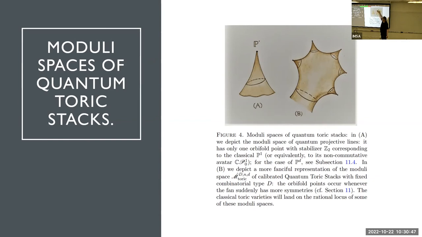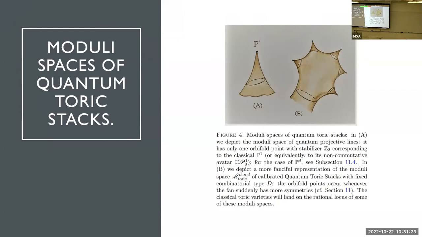Of course, some of these things have more symmetries than others, but they are really combinatorial symmetries, not continuous symmetries. If you think of the polytope, they are symmetries of the polytope that give you the orbifold points. Euclidean geometric symmetries of the polytope or of the fan, and it looks like this. The orbifold points occur whenever the fan suddenly has more symmetries.